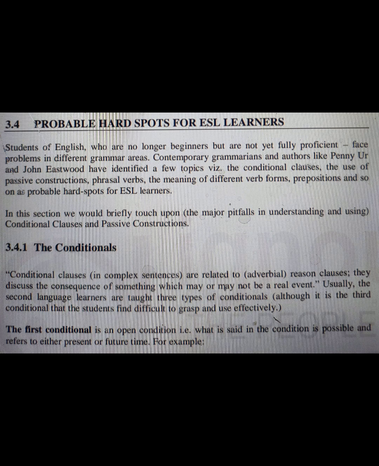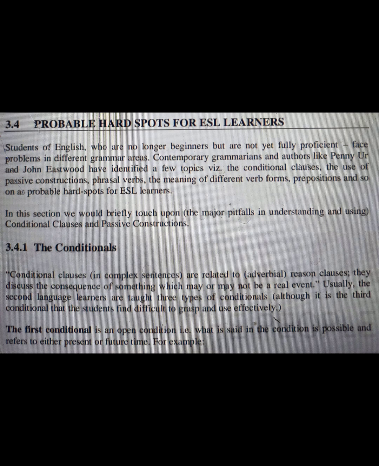The conditionals. Conditional clauses, in complex sentences, are related to adverbial, reason clauses. They discuss the consequence of something which may or may not be a real event. Usually, the second language learners are taught three types of conditionals, although it is the third conditional that the students find difficult to grasp and use effectively.